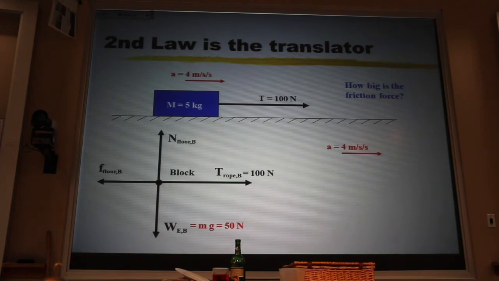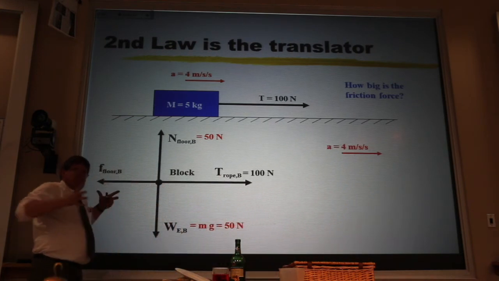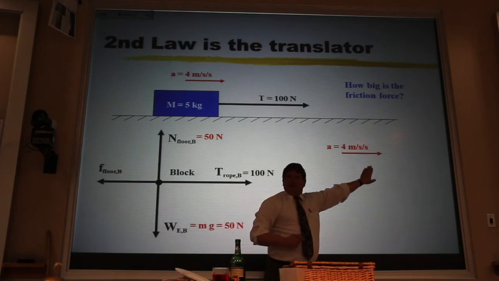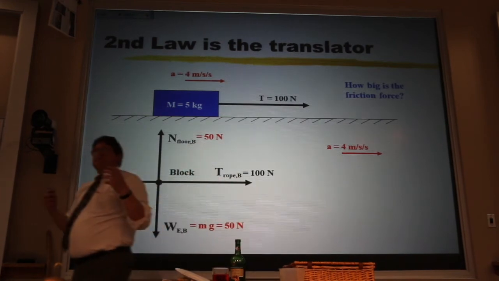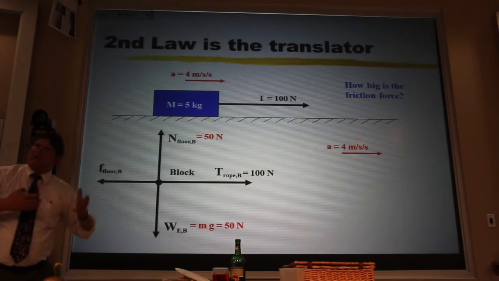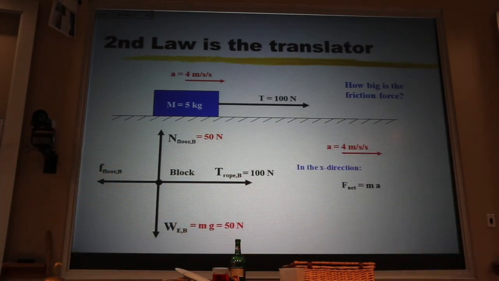I have to have just as much force up as down. That tells me the normal force is 50 newtons. Now in the x direction, it's not balanced. This force is bigger than that force because the diagram's got to scream that acceleration. Well, the question is, how loud should it scream to the right? That is answered by Newton's second law.